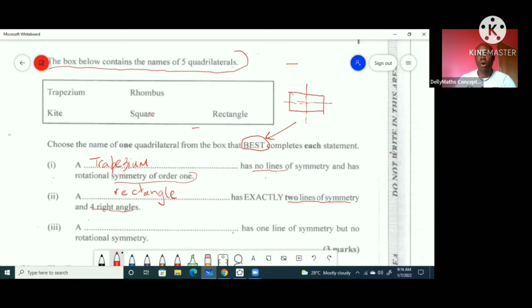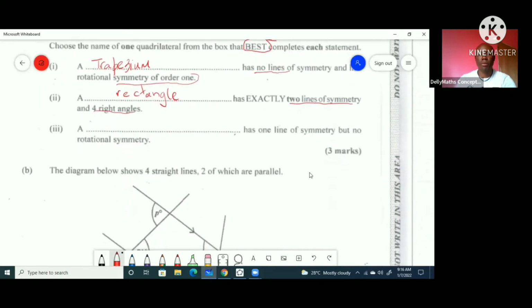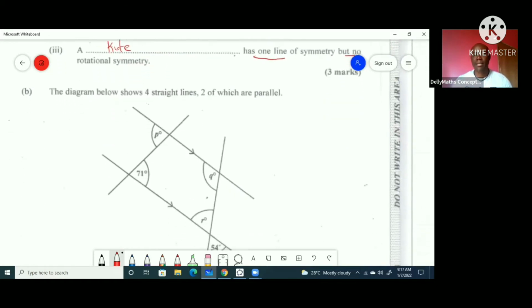Now, let's go up some more. Now, this one: a dash has 1 line of symmetry, but no rotational symmetry. This is kind of funny. So the word best, in this case: a kite, because it cannot be a square which has 4 lines of symmetry. A rectangle has 2, a rhombus has 2, so definitely the kite would be the best fit from the 5 that we're choosing from. So the kite is the best fit.